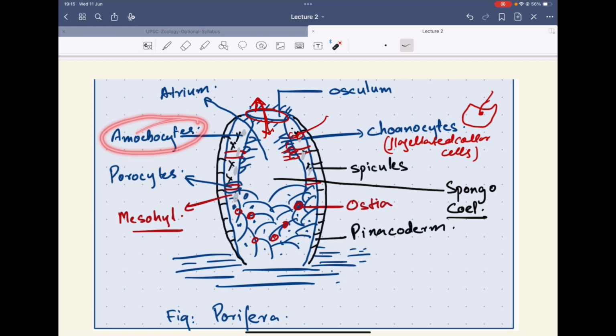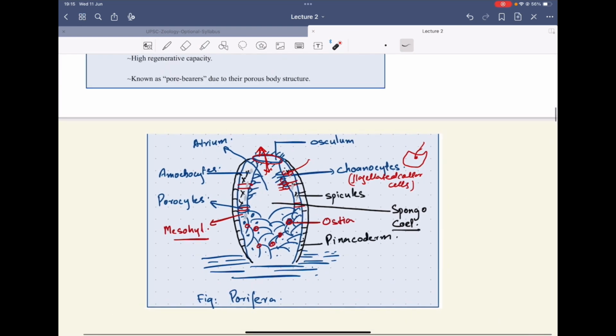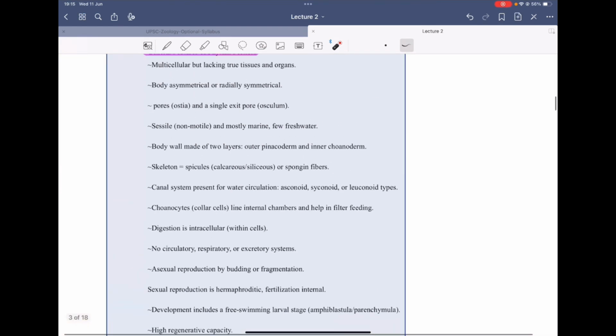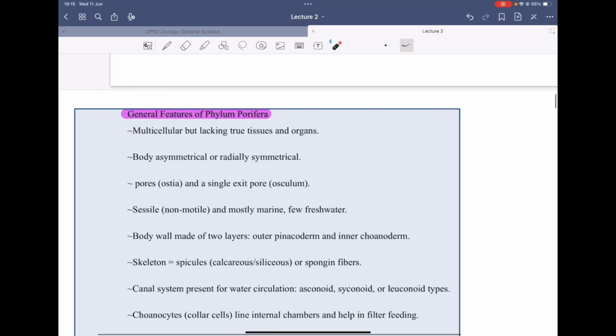There are certain cells which have the potential of totipotency, which can develop into different types of cells. These are called the amoebocytes. Then they also contain the spicules, different types of spicules or skeleton inside the body. So these are different types of cells and layers present in the Porifera. This is the general structure of Porifera.